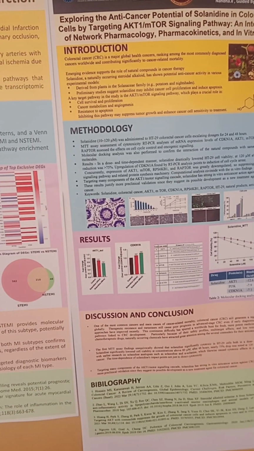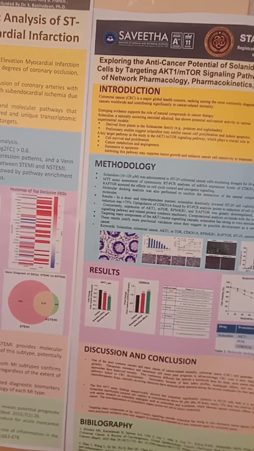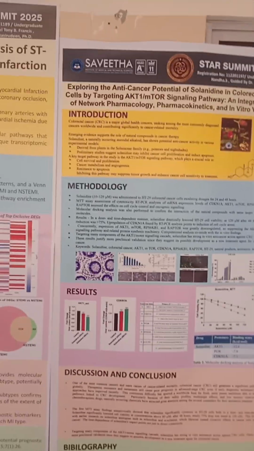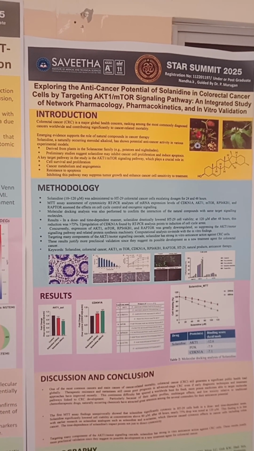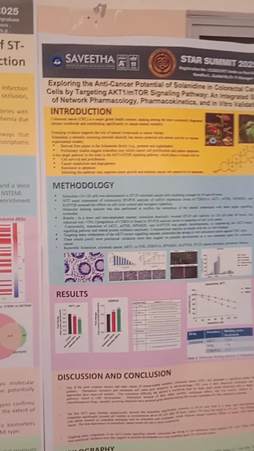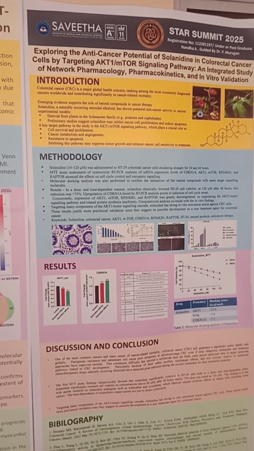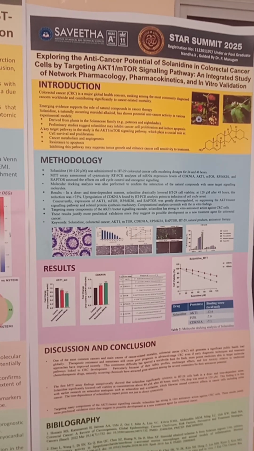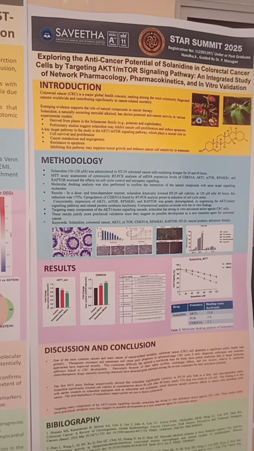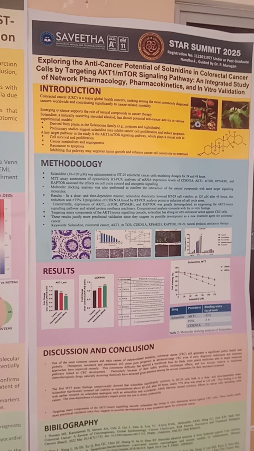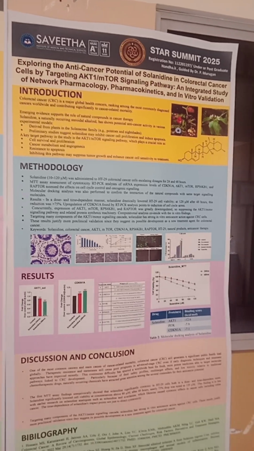Exploring the anti-cancer potential of solanidine in colorectal cancer cells by targeting AKT1 mTOR signaling pathway, an integrated study of network pharmacology, pharmacokinetics, and in vitro validation by Nanda. The conclusion is like this: targeting many components of the AKT1 mTOR signaling cascade, solanidine has strong in vitro anti-cancer action against CRC cells. These results justify more preclinical validation since they suggest its possible development as a new treatment agent for colorectal cancer.